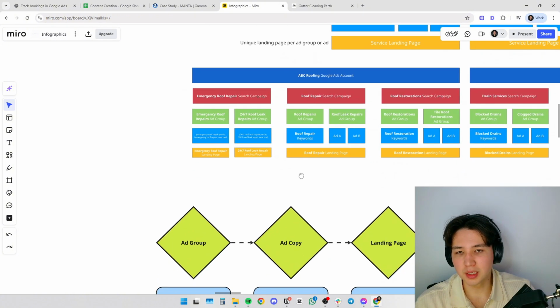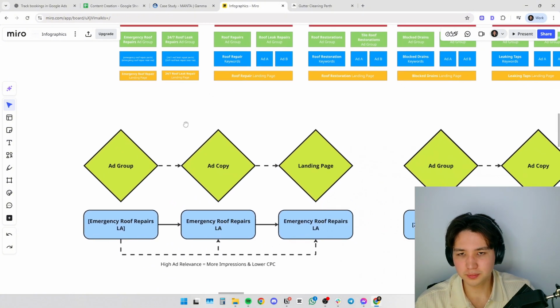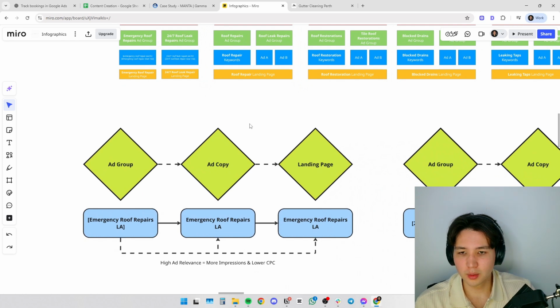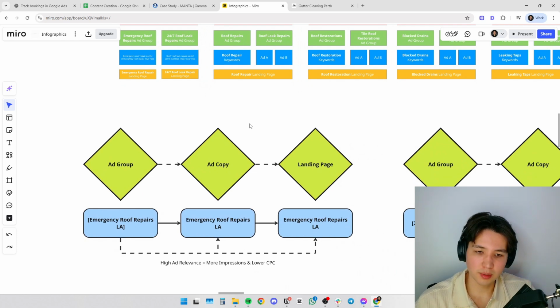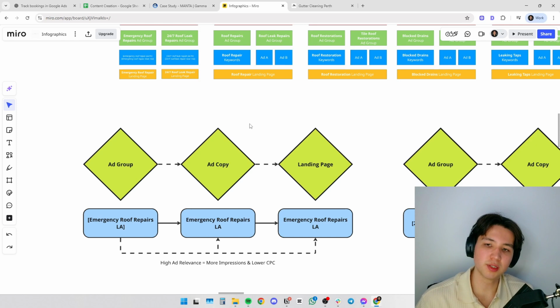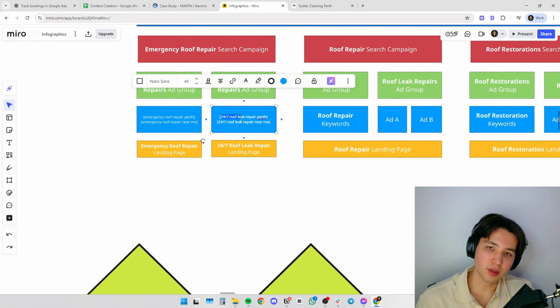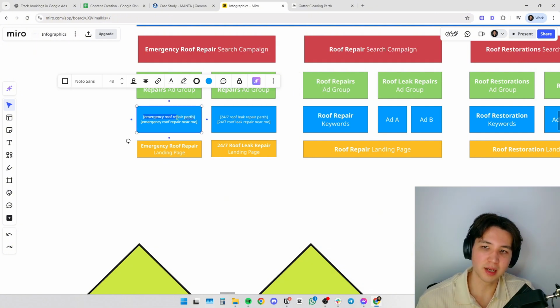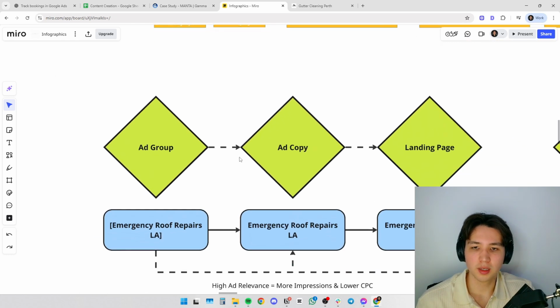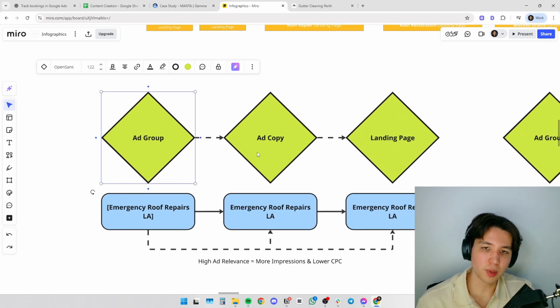Now I'm going to explain to you why this is very important. So we want to maximize the ad relevance and also the search relevance. When I say the search relevance, I'm talking about from the user's perspective, from the person's perspective. So if they're searching for emergency roof repairs, they want to see an ad that says emergency roof repairs. 24/7 roof leak repair is pretty relevant to them, but what's even more relevant is using the exact same words that they're searching for, right?